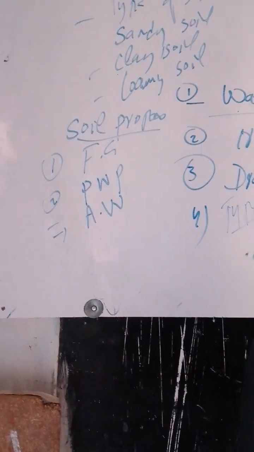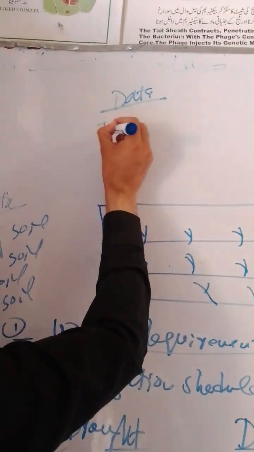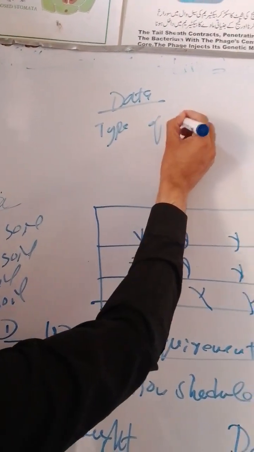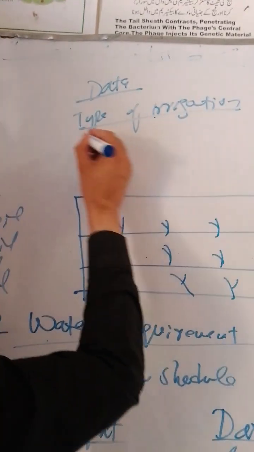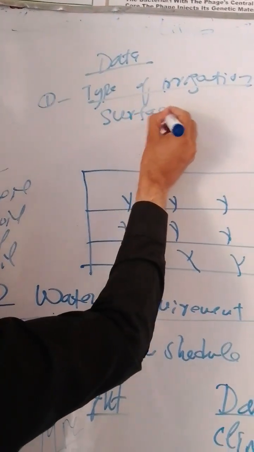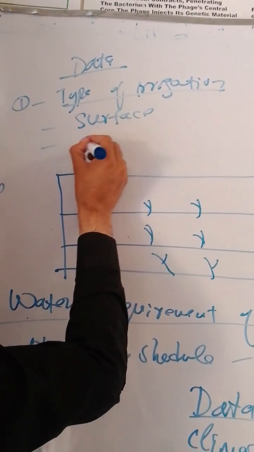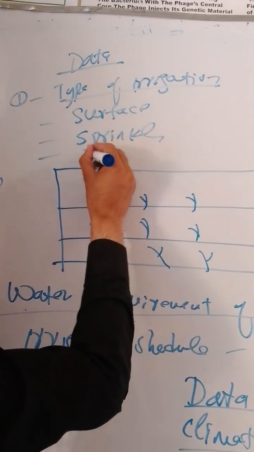The other data which is required here is the type of irrigation. Which type of irrigation do we need? It is surface irrigation, sprinkler, or drip irrigation.